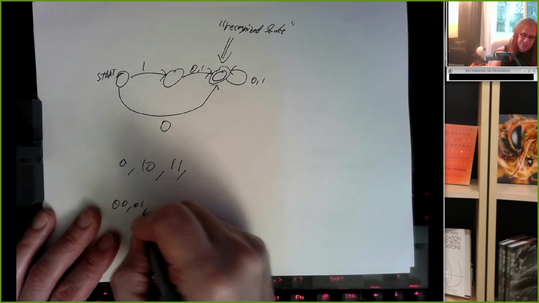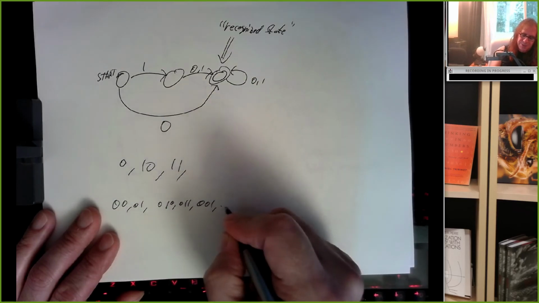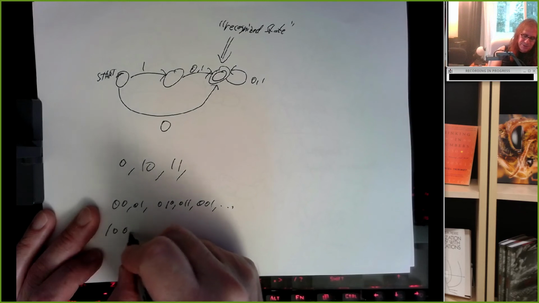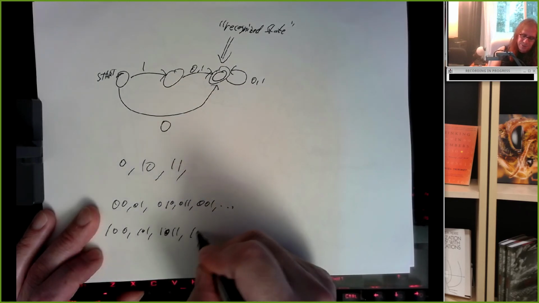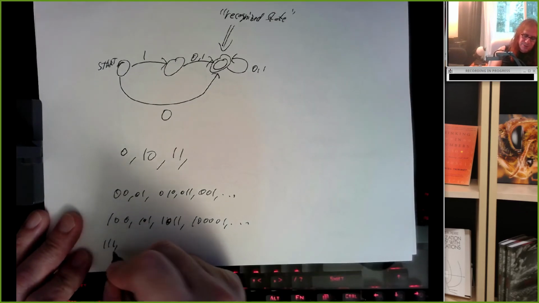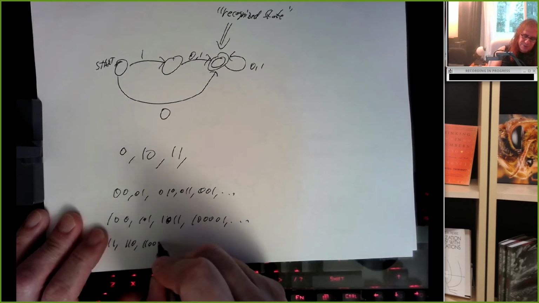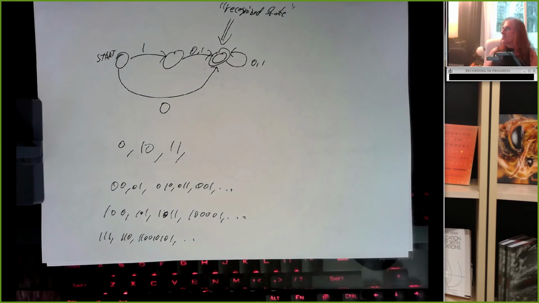So also 0, 0, 0, 1, 0, 1, 0, 0, 1, 1, 0, 0, 1, etc. Also 1, 0, 0, 1, 0, 1, 1, 0, 1, 1, 1, 0, 0, 0, 0, 1, and so on. And also 1, 1, 1, 1, 1, 0, 1, 1, 0, 0, 1, 0, 1, 0, 1, and so on. So lots of strings that this machine recognizes. In fact, very few strings that it does not recognize. It doesn't recognize a 1. I think it recognizes everything else.